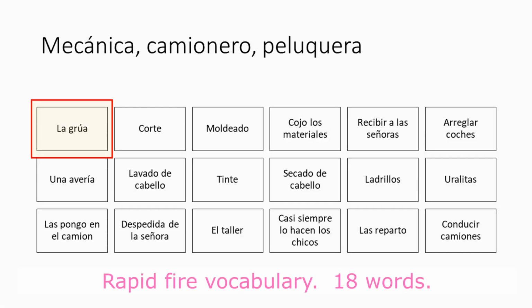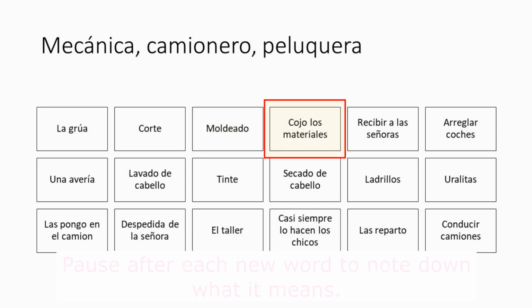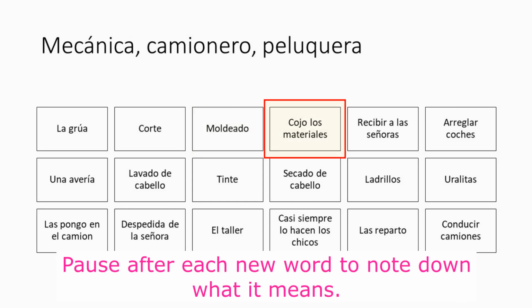La grúa is the crane. Who's that? Who uses that? Corte is cut. Moldeado is dressing, a setting, you know. Cojo los materiales is picking up the material. Recibir a las señoras, receiving the ladies. Arreglar coches, mending cars. Una avería, and that is a breakdown. Lavado de cabello is washing the hair.